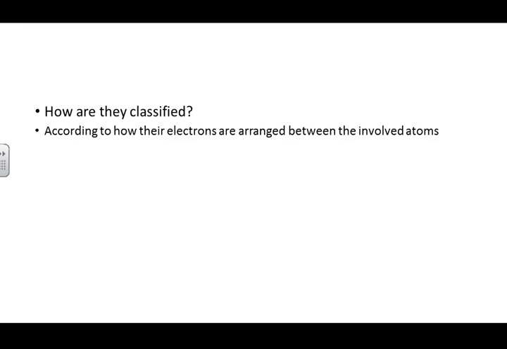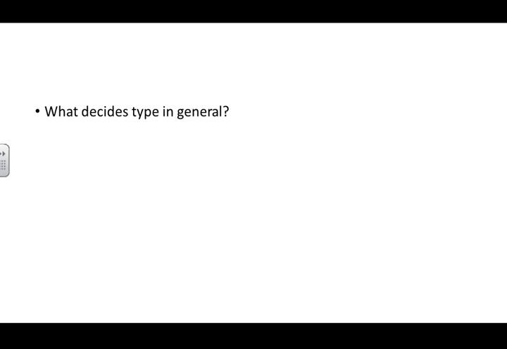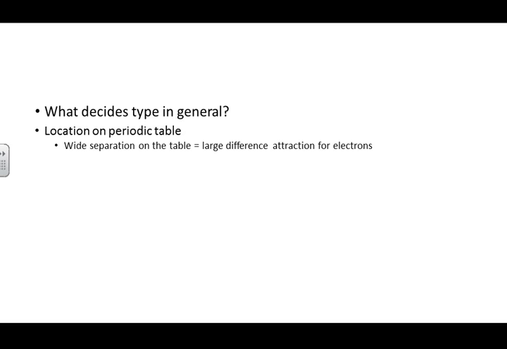We classify them according to how their electrons are arranged whenever the atoms come together. So in general, how do we decide the bond type? And what do we look at in terms of electron arrangement? Well, one thing is that we would look for location on the periodic table. If we have a wide separation between them, such as a group 1 and a group 17 atom, such as sodium and chlorine, in a situation like that, there should be a large difference in attraction for electrons. That attraction can be measured in multiple ways, but there is a large difference nevertheless.